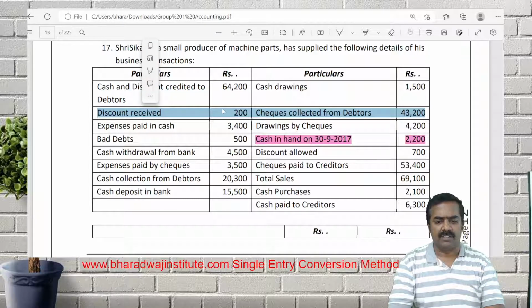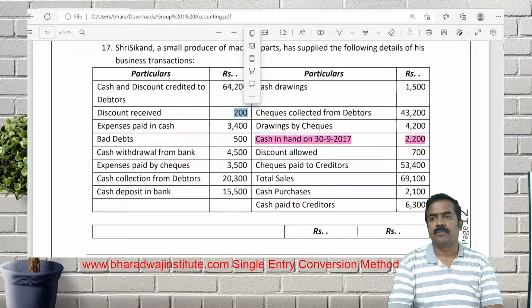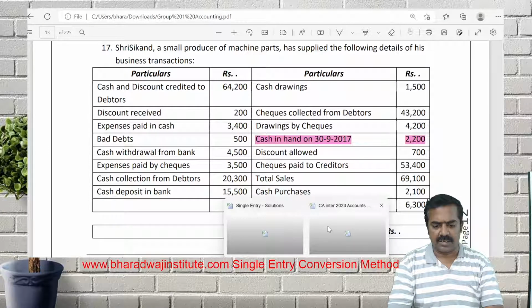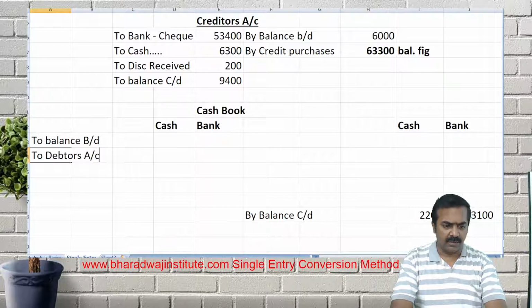All discount receipt எவ்வளோ? 200. Wait பண்ணுங்க. Total of cash and discount is 64,200. அதில் discount is 200. How much cash collected? 64,000. How much is the cash collected? 64. So to debtors account.